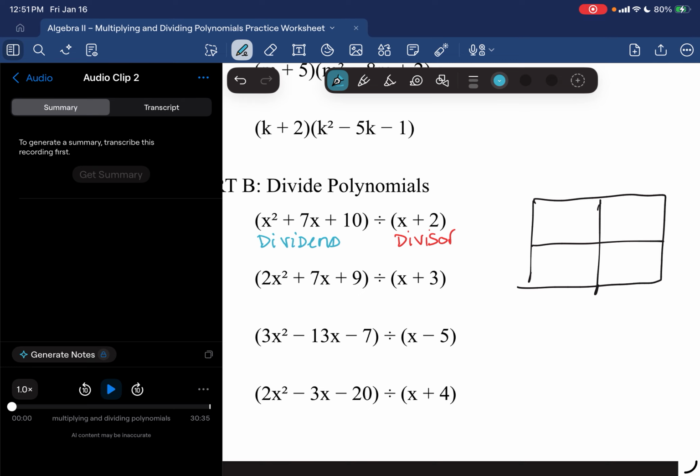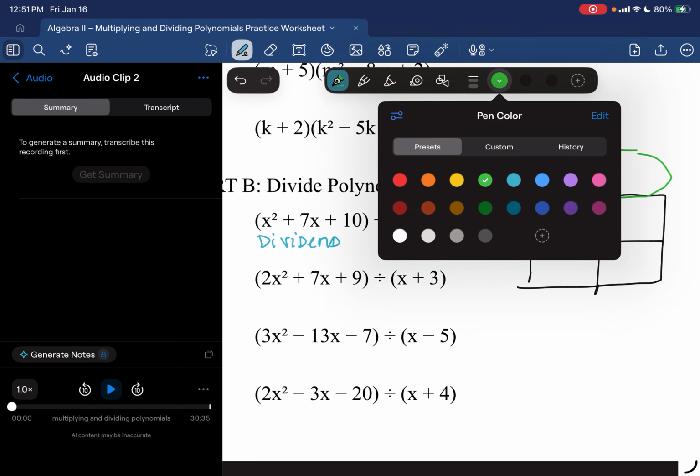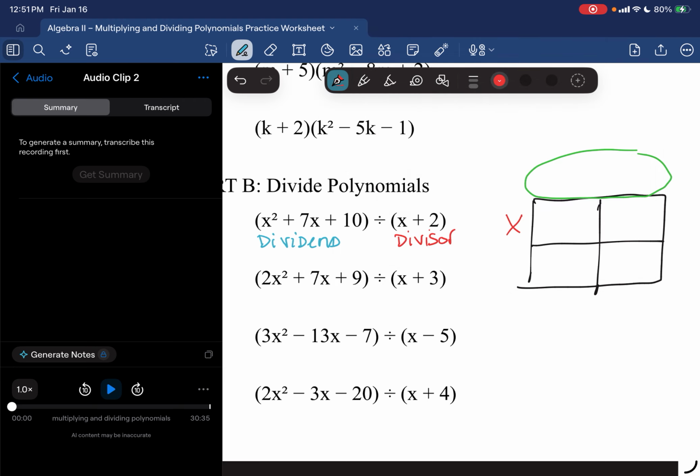And we're looking for a quotient, right? What does it equal? What is x squared plus 7x plus 10 divided by x plus 2? What is the quotient? We'll put the quotient up here. We'll put the divisor here. Let's put the first part of our dividend, the x squared, here. Whatever is first always is right here.